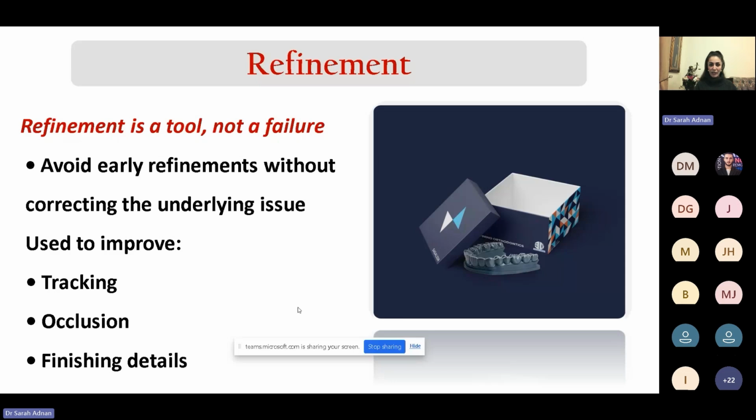But why? Refinements are done to improve tracking, to improve occlusion, and to improve finishing details. If you have a small open bite, a small rotational error, a small occlusion error, you can correct them with refinement. It's okay. But not from the early beginning, as we said. If we ask for refinement from the early beginning, we are repeating the same mistake, not correcting the problem.